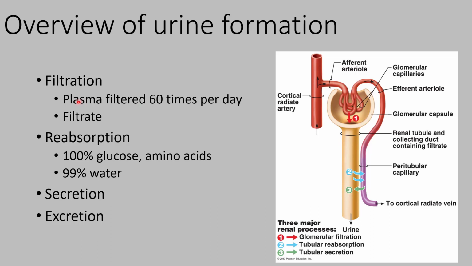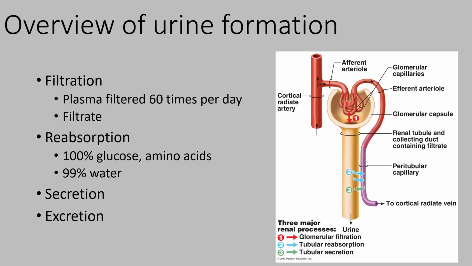Now, plasma, the liquid part of blood, is filtered about 60 times per day. Think about that. Think how much blood is in your body. And remember, most of your blood, about 55% of it, is plasma. And all of the plasma in your body is filtered about 60 times per day. This is how we cleanse the blood.